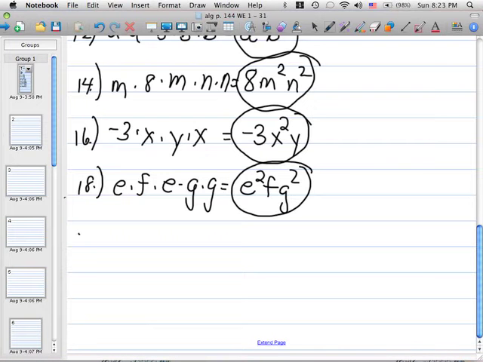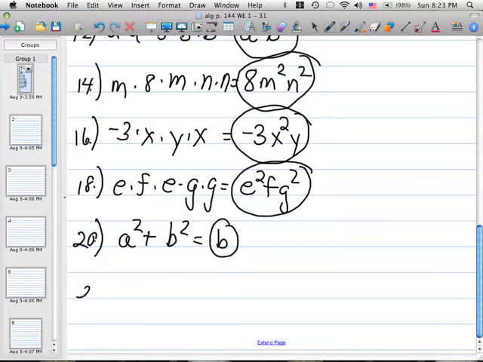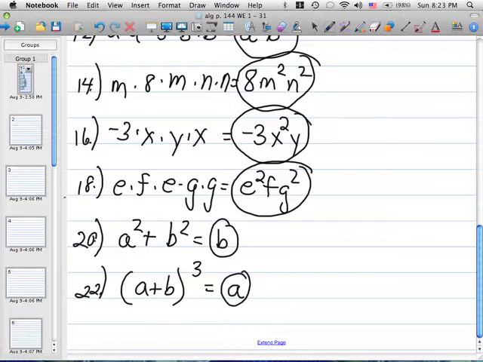Next set of problems, match each phrase with the corresponding algebraic expression. Number 20 says the square of a, so that'd be a squared, plus the square of b, b squared, and that is going to be letter B. 22, the cube of the quantity. Quantity indicates parentheses, a plus b. So we have to do the quantity first, and then we're taking the cube of it, that's the third power. So that would be letter A.